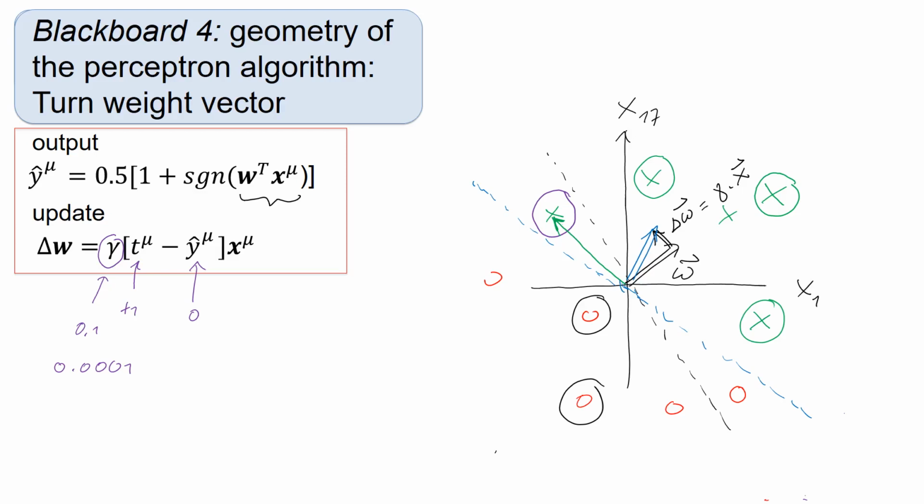And the reason is that across many iterations, the length of the weight vector gets longer and longer, so that the relative importance of the update, which is always of size gamma in some sense, becomes smaller and smaller.